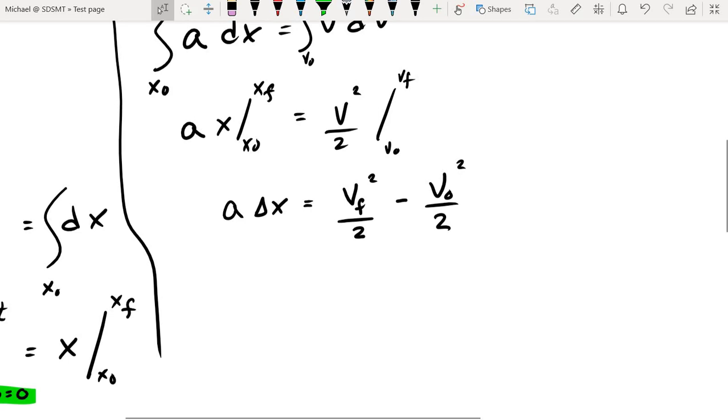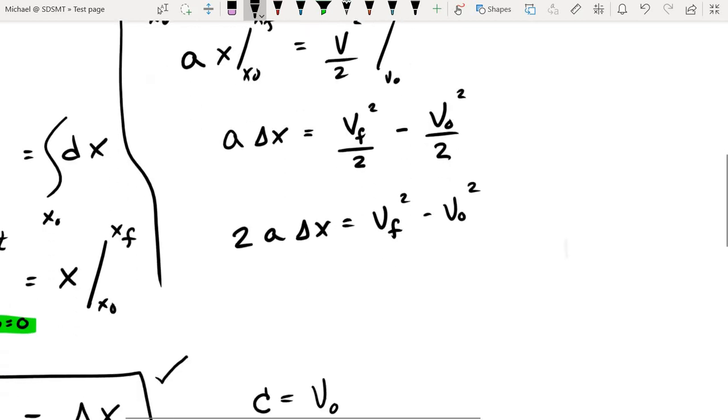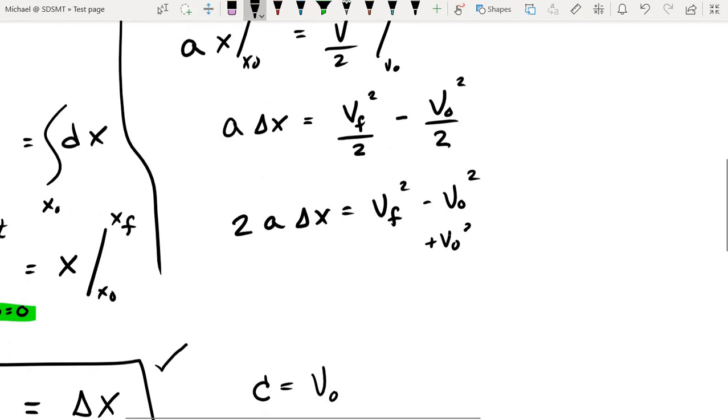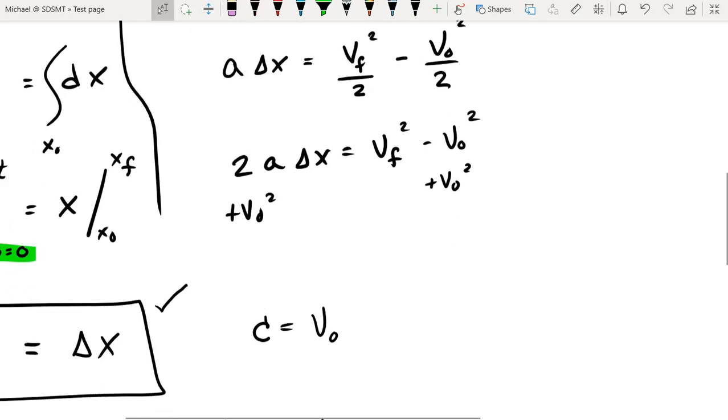But again, it's all about getting our answer to match the book's answer. So the first thing that we're going to do is multiply both sides of the expression by 2 so that we can get rid of the 2's in the denominators. So we have 2a delta x equals the squared difference of our velocities. And then we're going to add v naught squared to each side, which will result in v final squared equals v initial squared plus 2a delta x.